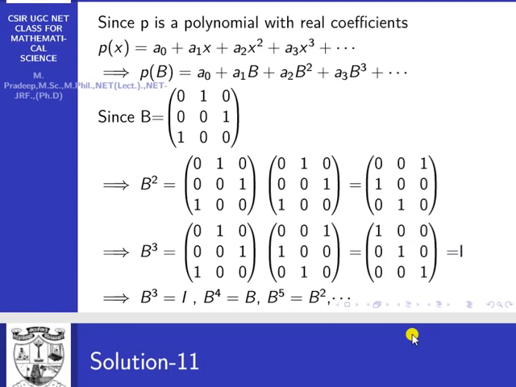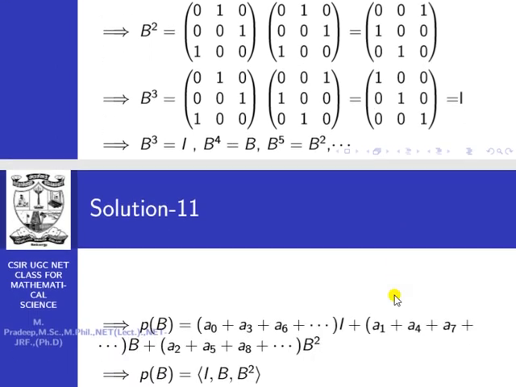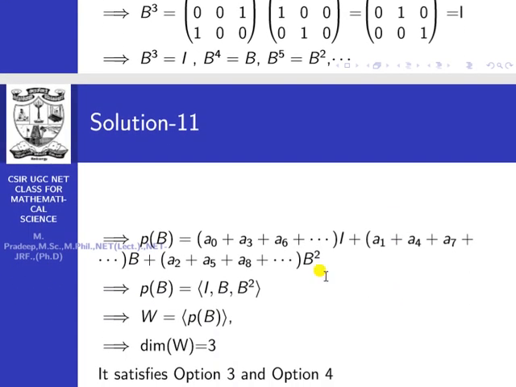From this, what is the conclusion? B cube is I. B power 4 will be B. B power 5 will be B square. The same way B power 6 will be I, and so on. So P of B is defined as a0 plus a3 plus a6 and so on times I, plus a1 plus a4 plus a7 and so on times B, plus a2 plus a5 plus a8 and so on times B square. So P of B, the polynomial function with respect to matrix B, is generated by only 3 matrices: I, B, B square.